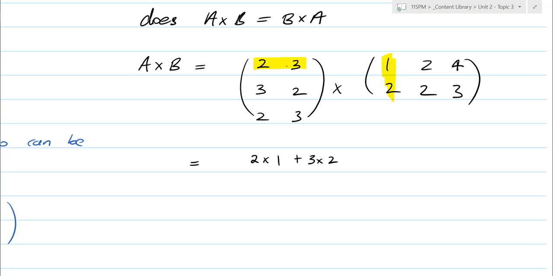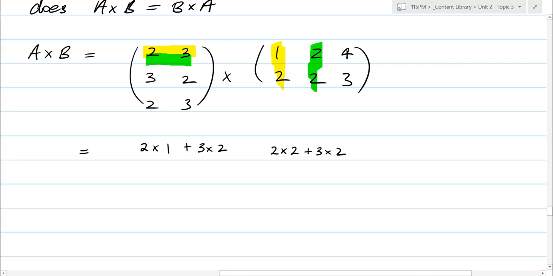And then my next one will be the top row times the second column. That will give me the top row, second column in my resultant matrix. So that will be 2 times 2 plus 3 times 2. And then my next one will be the top row times the third column, which gives me my top row third value, which will be 2 times 4 plus 3 times 3. And now moving to the second row.